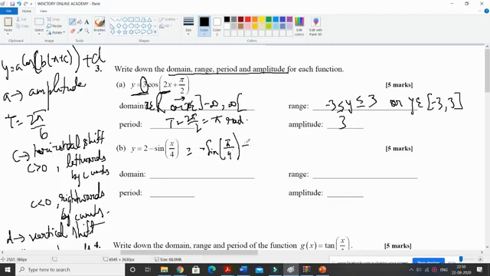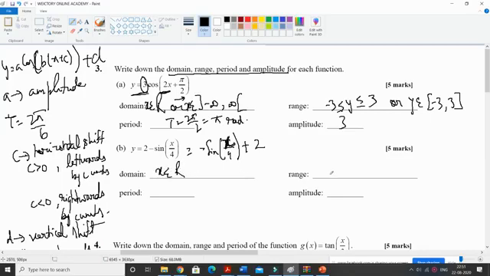Now in this particular question, let's write it in proper form: minus sin(x over 4) plus 2. What is the domain? Is there any value where this sine function does not exist? Of course, no value. There is no value on which the sine function does not exist. So the domain is all real numbers.